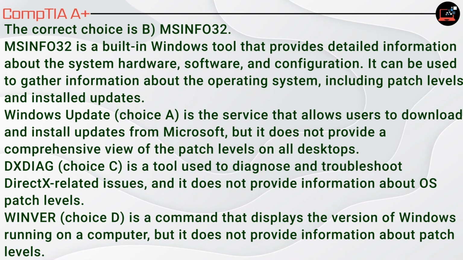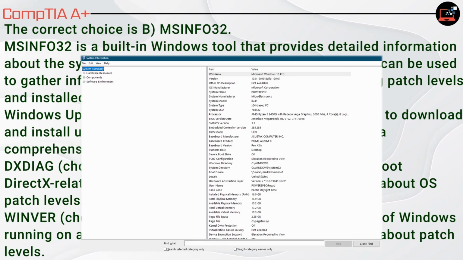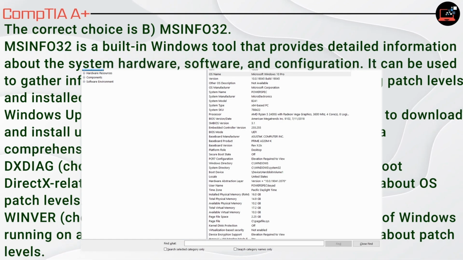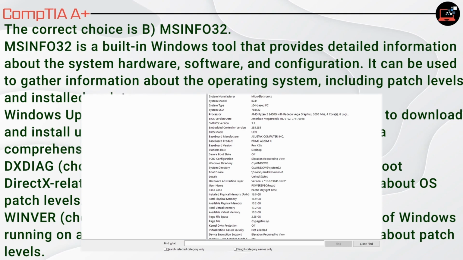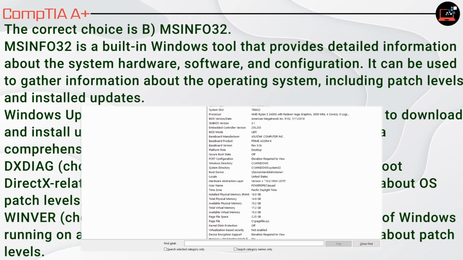The correct choice is B. msinfo32. msinfo32 is a built-in Windows tool that provides detailed information about the system hardware, software, and configuration. It can be used to gather information about the operating system, including patch levels and installed updates.